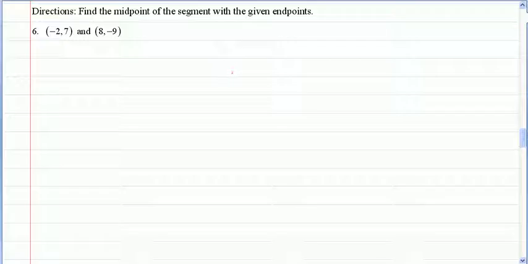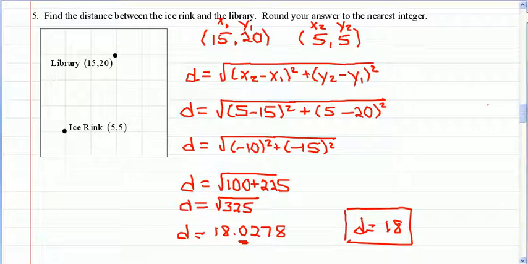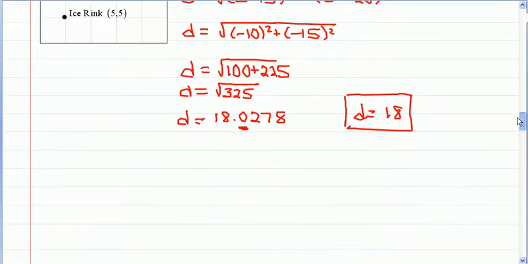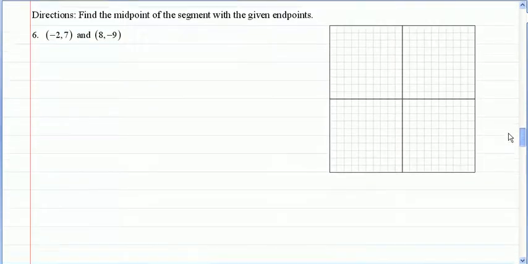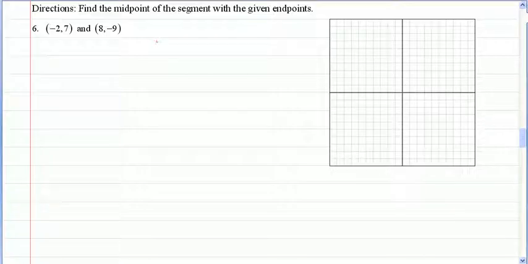For the rest of the problems, we'll be looking at the midpoint formula. And the directions are to find the midpoint of the segment with the given endpoints. So for number 6, we have the 2 points, (-2, 7) and (8, -9).